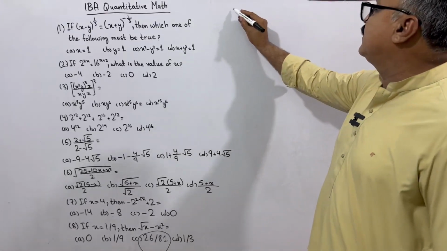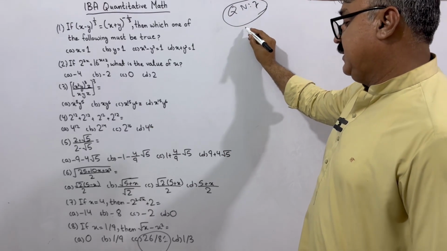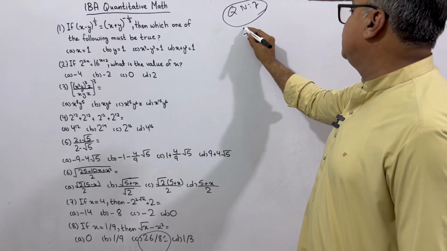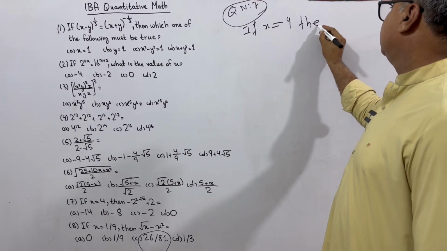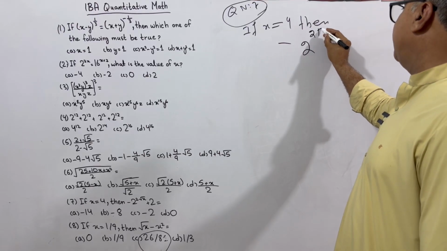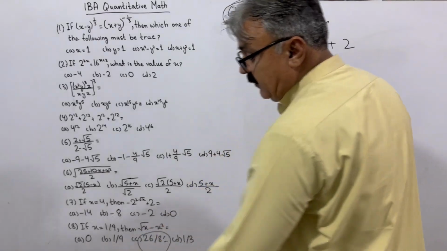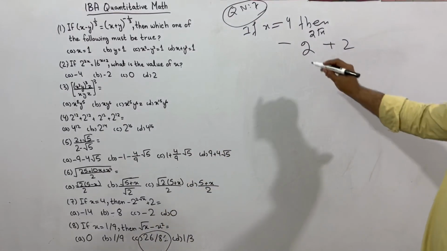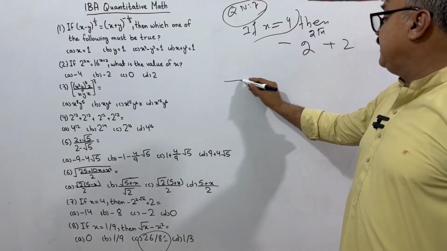That's a good one. Question number 7, let me write it visibly for you. If x is equal to 4, then find the value of minus 2 raised to 2 times root x plus 2. Just plug in the given value. The value of x is given, x is equal to 4. Let me write it very clearly for you.